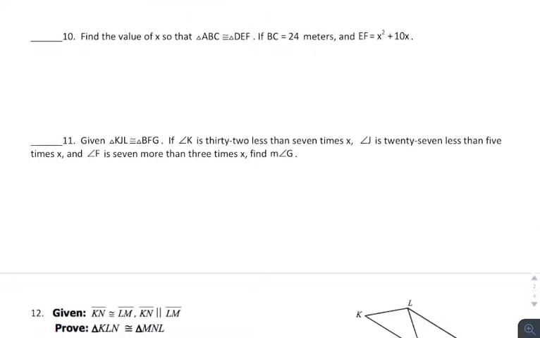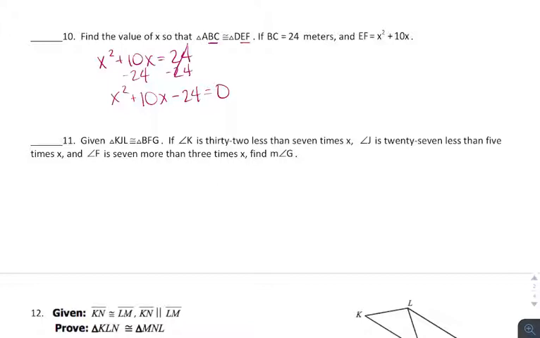All right, it says find the value of x so that ABC is congruent to DEF. It says BC and then EF. So since they're in the same spot in the congruency statement, that means they have to be equal to each other. So we're going to have x squared plus 10x equals 24. Has to be equal to 0, so we got to move that 24 over. So x squared plus 10x minus 24 equals 0.